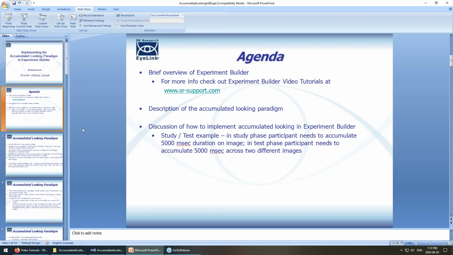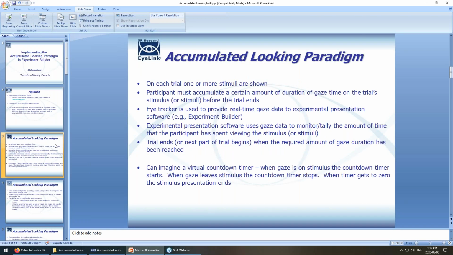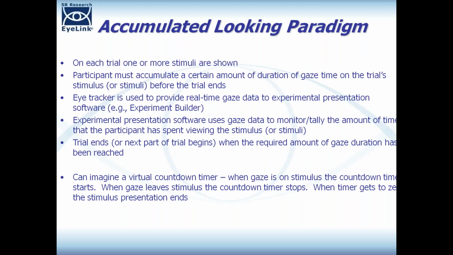We'll come back to that in a second, but first I want to give you a more detailed introduction to what the accumulated looking paradigm is. The accumulated looking paradigm generally works like this. On each trial, one or more images or stimuli of some kind are shown on the computer monitor that's presenting stimuli to the participant, the display PC in other words.